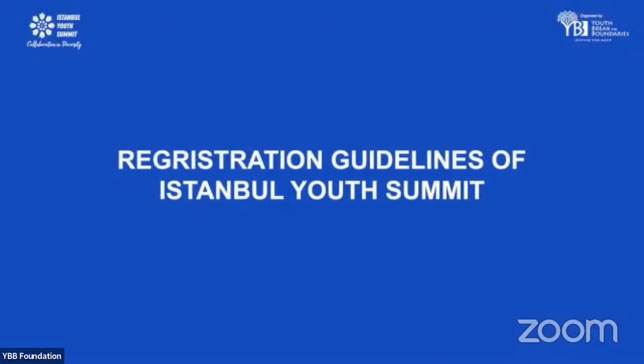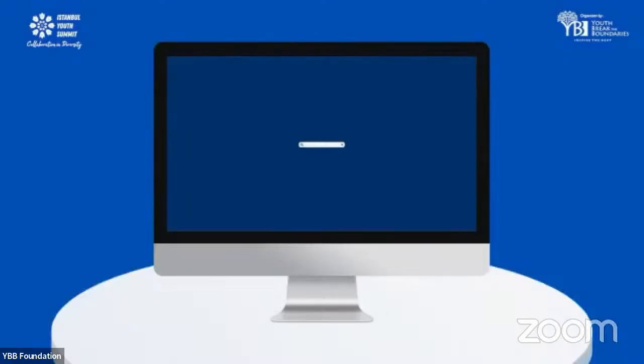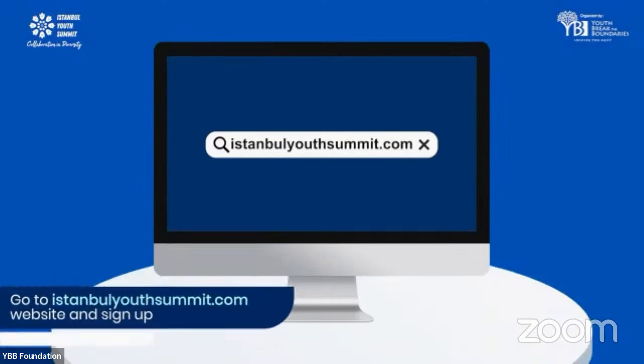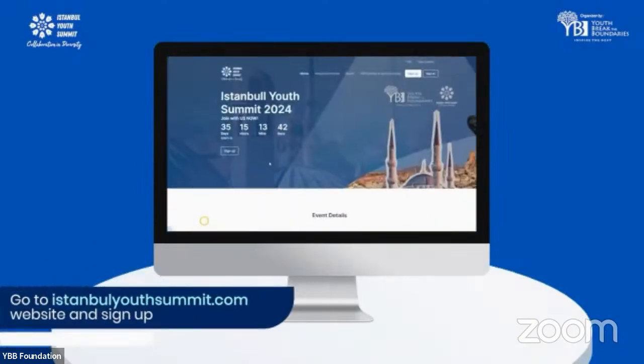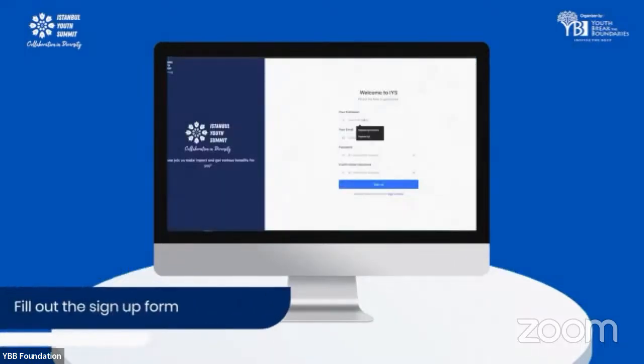Registration guideline of the Istanbul Youth Summit. Creating a new account. Open your browser and visit IstanbulYouthSummit.com. Click the sign up button on the navigation bar to access the sign up page.